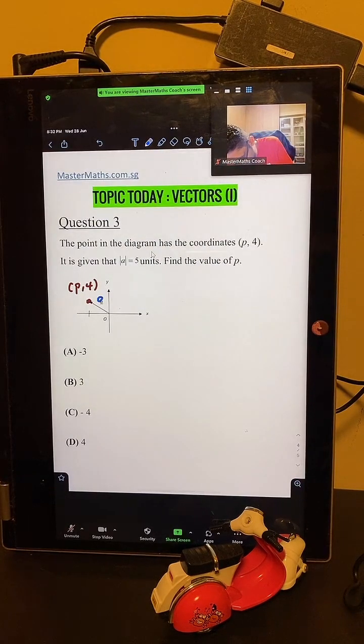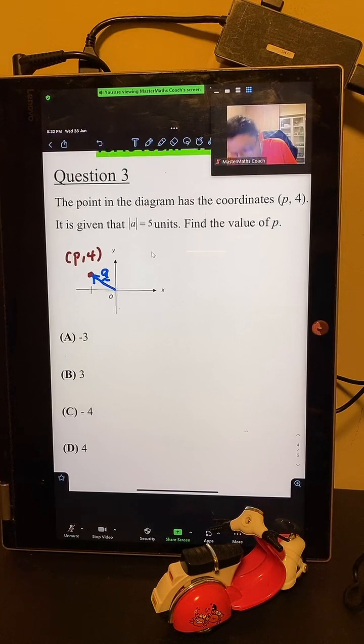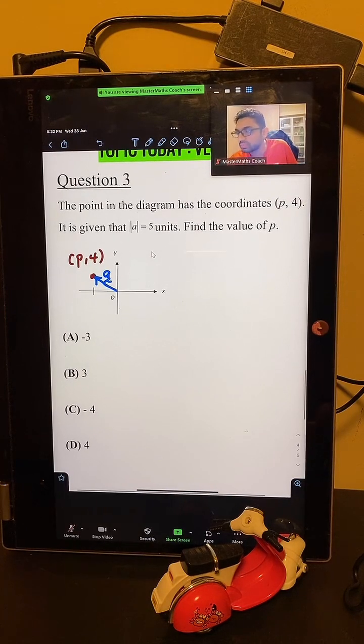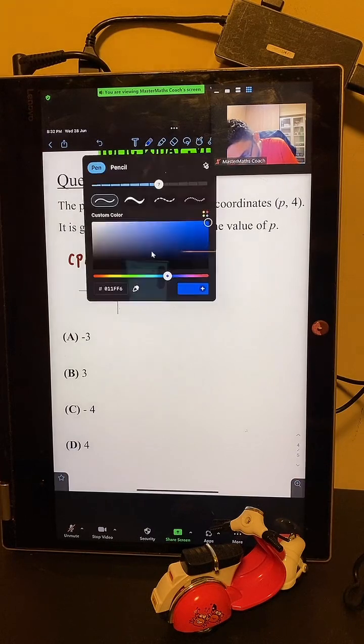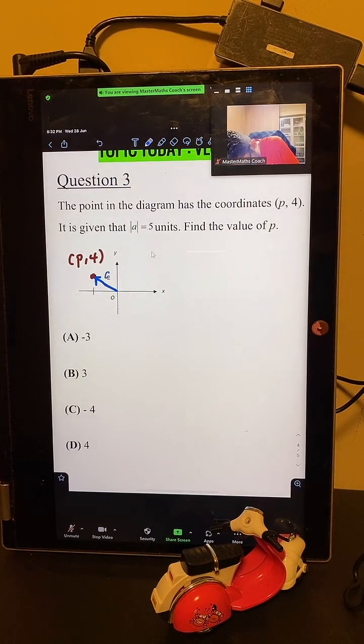This is the vector A here, in case you can't really see. Let me just blow it up for you. This is vector A, an arrow here. Find the value of P. This is the question we have now. Again, the vector A is that blue line there. Let me zoom in for you guys. I hope this is better now. That's A there. So how do I find the value of P?